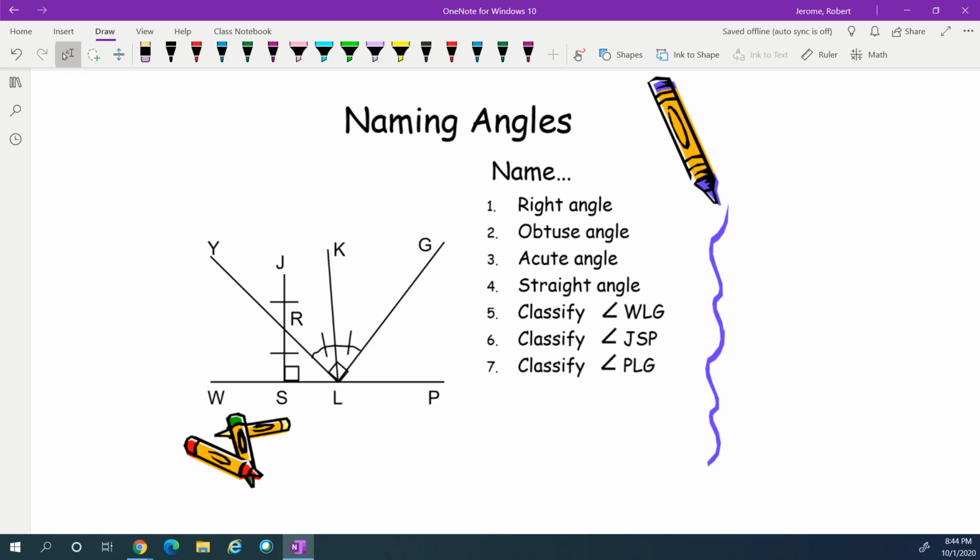All right, well, we're asked to name a few things or identify a few things. So let's see what's happening here. We're asked to name a right angle. Well, look for the little right angle box. So maybe we can name it angle JSL. Or I could have done something like JSW. So from J down and to the right. Or I could have gone down to S and to the left, JSW. And there's other right angles, for example, angle YLG.